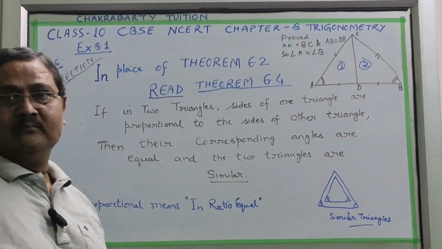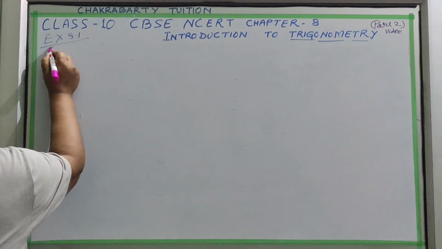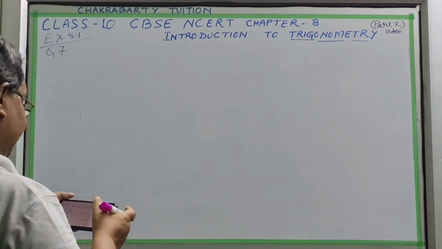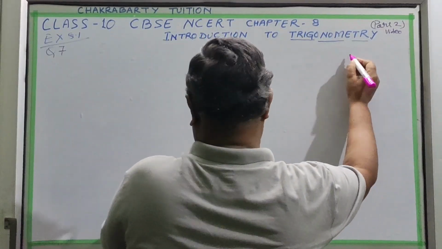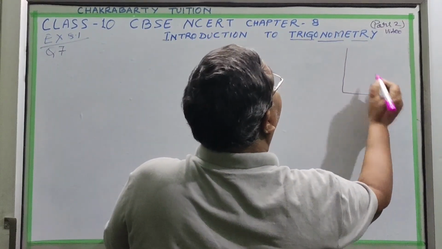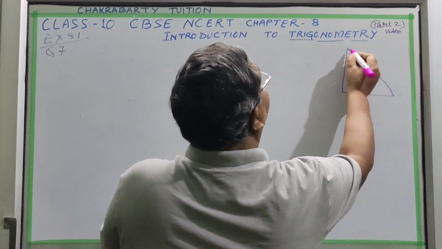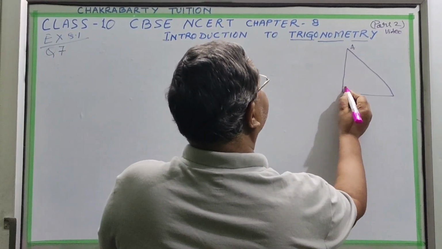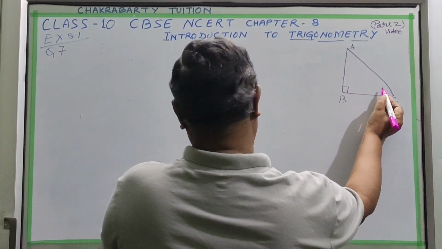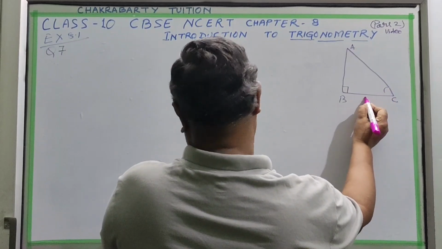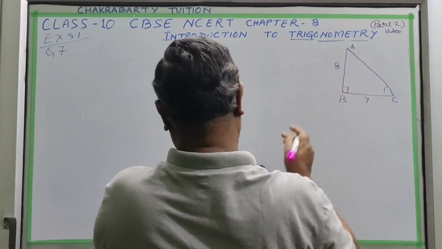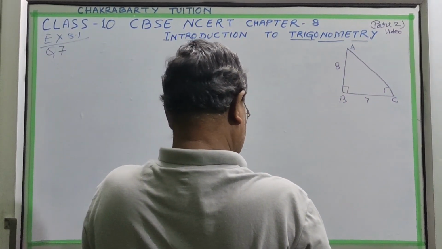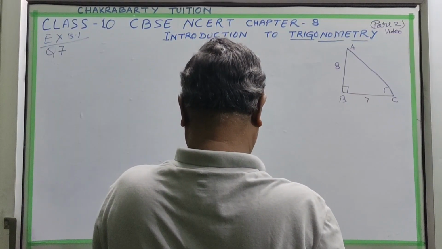Thank you. Now question number 7. Question number 7, what is given? We will draw a line. A, B and C. And suppose theta is here. This is 7 and this is 8.